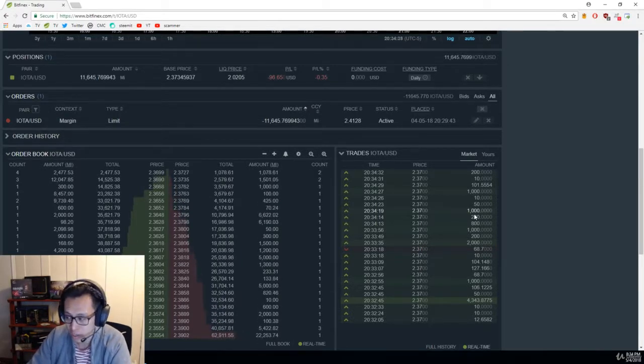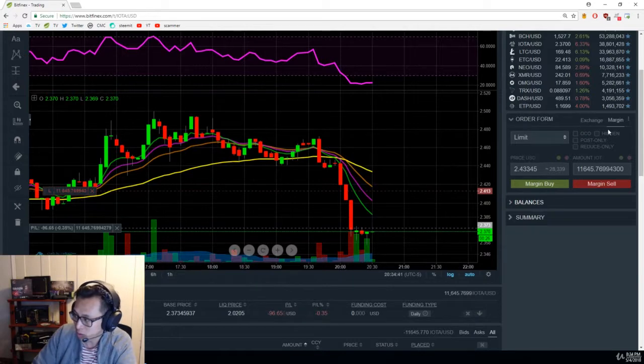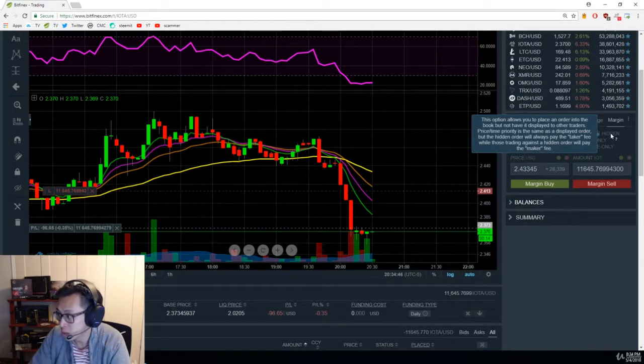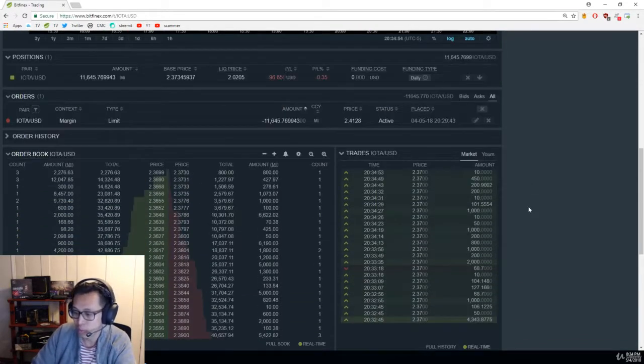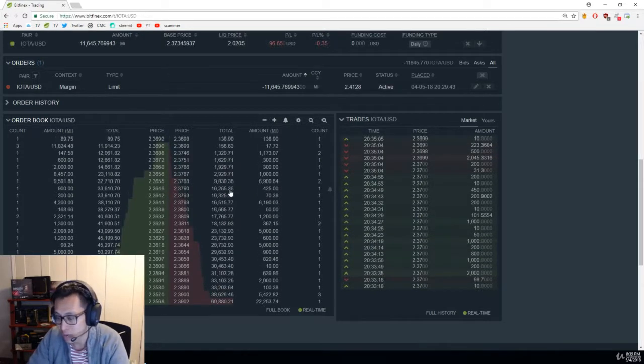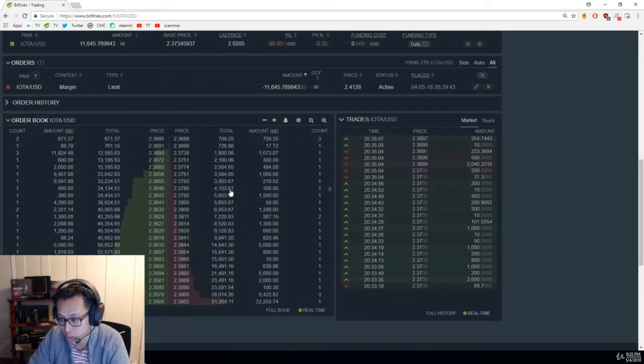Okay, let me go over it again. Okay, it is this order in here, hidden. And what it says is this option allows you to place an order into the book, but not have it displayed to other traders. Okay, so what that means is you place it here in the book, but it's actually not visible to anybody in the public because the order is so large that he doesn't want these prices to actually get affected. Like he doesn't want people to see these orders at all.